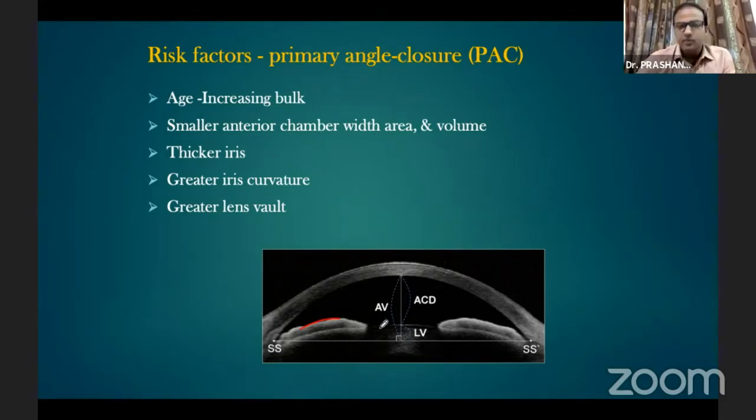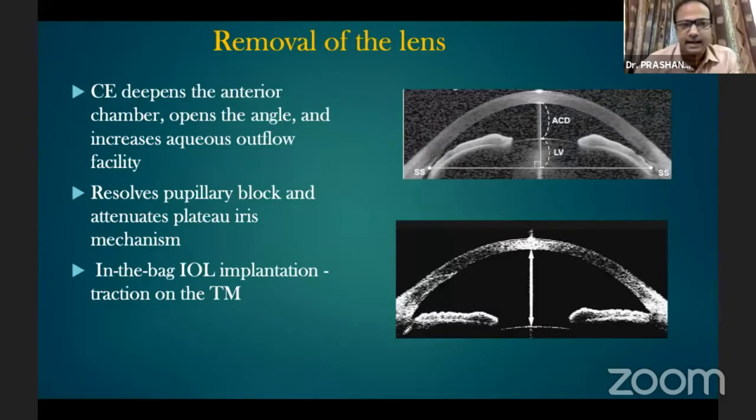Now, what is lens vault? Lens vault is the perpendicular distance of the anterior lens surface from a line drawn artificially connecting the two scleral spurs. This is the distance called lens vault. With the aging of the patient and with the progression of cataract, this lens vault increases over a period of time, which causes crowding of the angle.